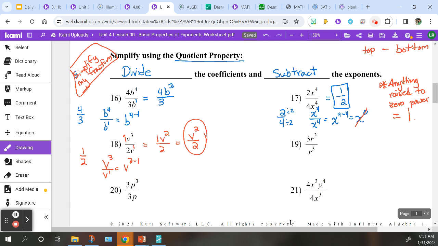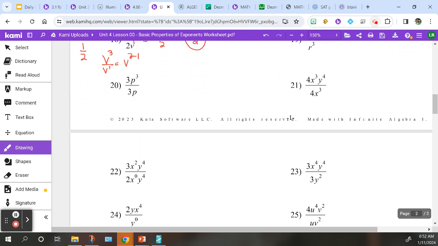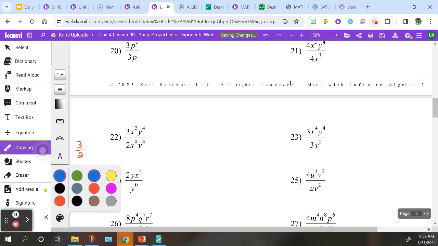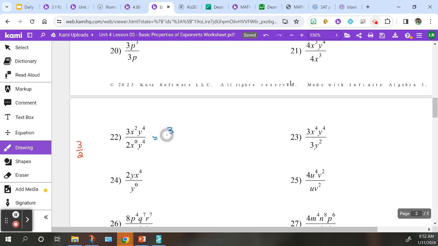Let's go ahead and skip to number 22 here. So we can see one with multiple variables. We start off with 3 over 2. Can't simplify 3 over 2. That part's done. And now we have x's and we have y's. So let's take care of them separately. My x's, I have x squared over x to the 0. And in my y's, I have y to the 4th over y to the 4th.